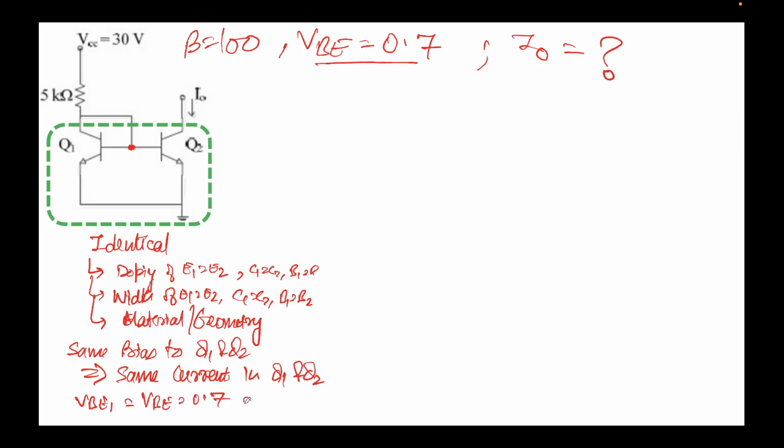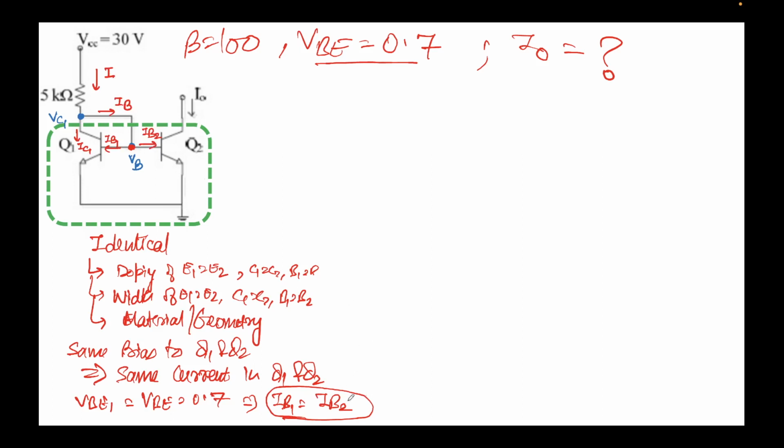We can say that this implies IB1 should be equal to IB2, whatever the value, but we can comfortably say that because the transistors are identical as well as their biasing is the same. So I'm going to do that. What I have done is I have just marked two nodes, VC1 and VB here, and I've also put some currents which you can see here.